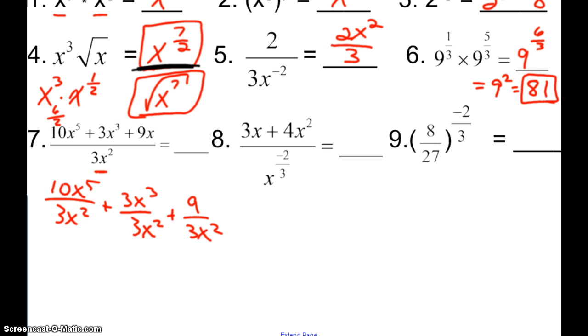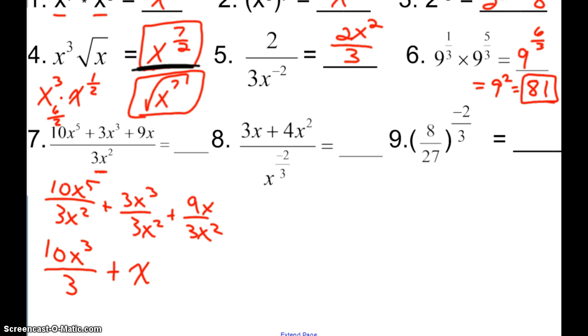Since the bases for the x are the same, I could subtract the exponents, and that would be equivalent to 10/3 x cubed, or you could write 10x cubed over 3. In the next one, the 3's would obviously cancel. 3 divided by 3 is 1, and then we would just get x, subtracting the exponents. And the last one is in simplest form. I forgot my 9x, excuse me.